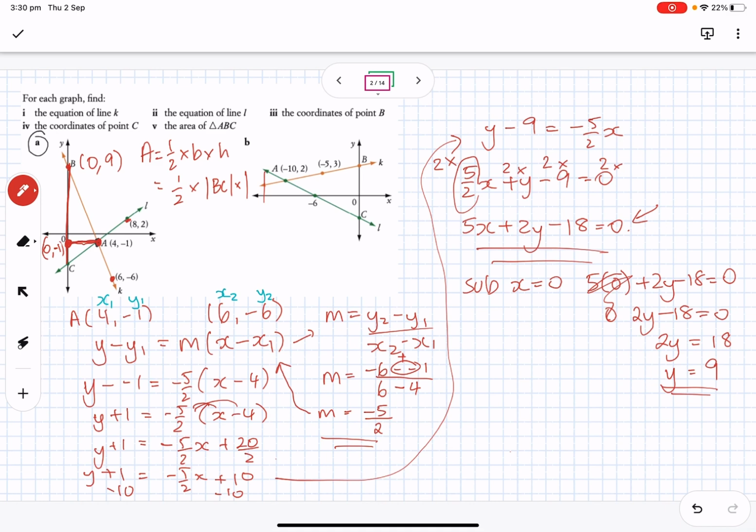Okay, so to find the distance, we need to use the distance formula and keep going. So continue from here by using the distance formula. Okay, see how you go from there.